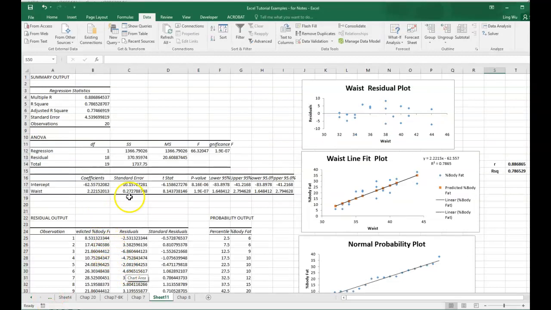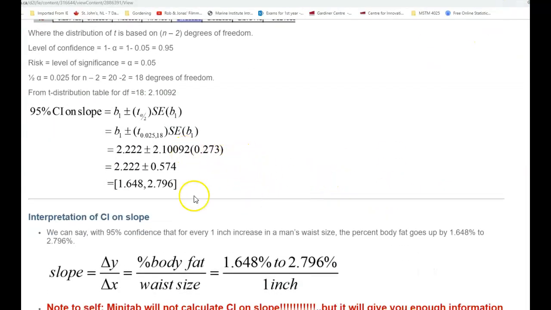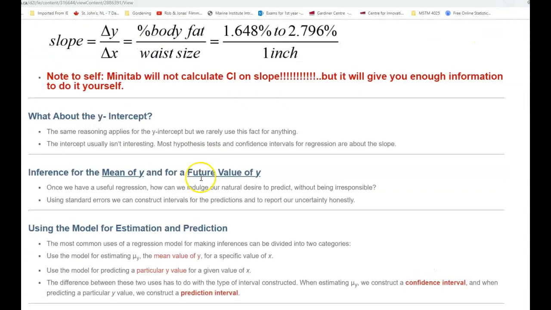And 0.273 in our Excel outputs is basically the standard error of beta 1. So the slope coefficient is this one, and the slope standard error is this one, 0.27278. It's close to 0.27273, so that's why we use this value here to do the calculation.